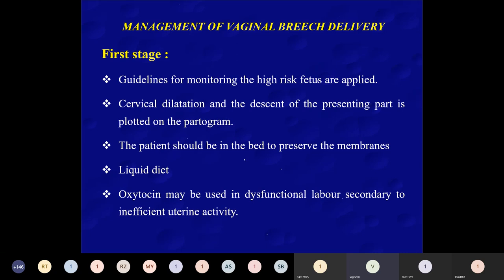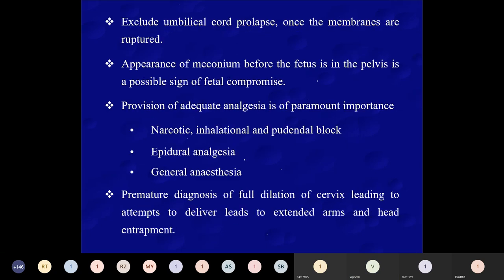Allow her only a liquid diet, because we don't know when we may decide on a cesarean section. Oxytocin can be used to augment labor if the contractions are not sufficient. There is no contraindication for that. Then, if there is a rupture of membranes, you have to exclude umbilical cord prolapse.